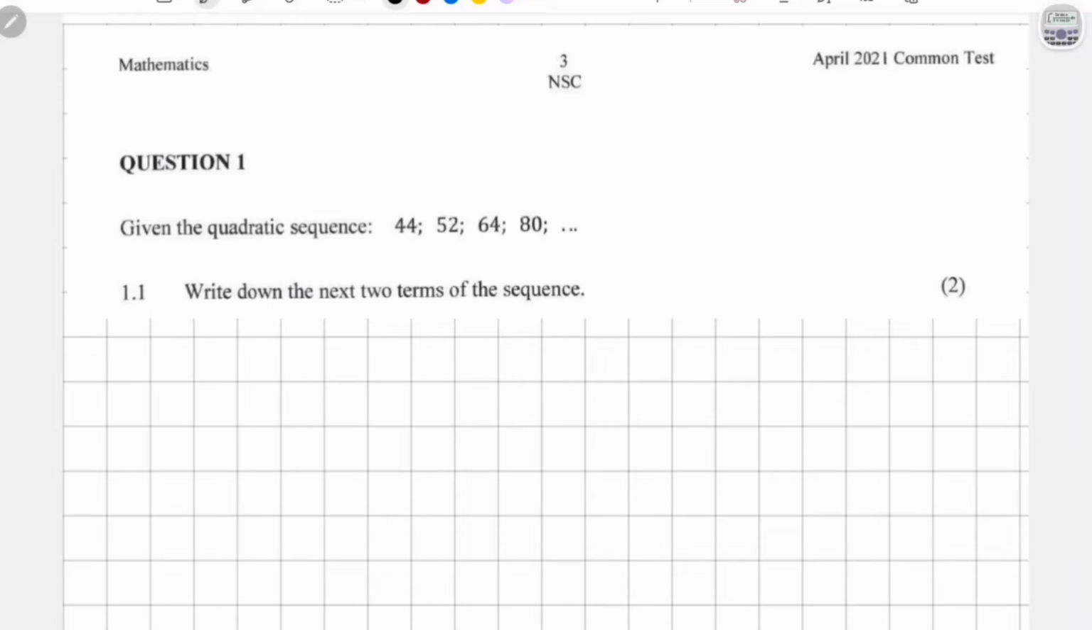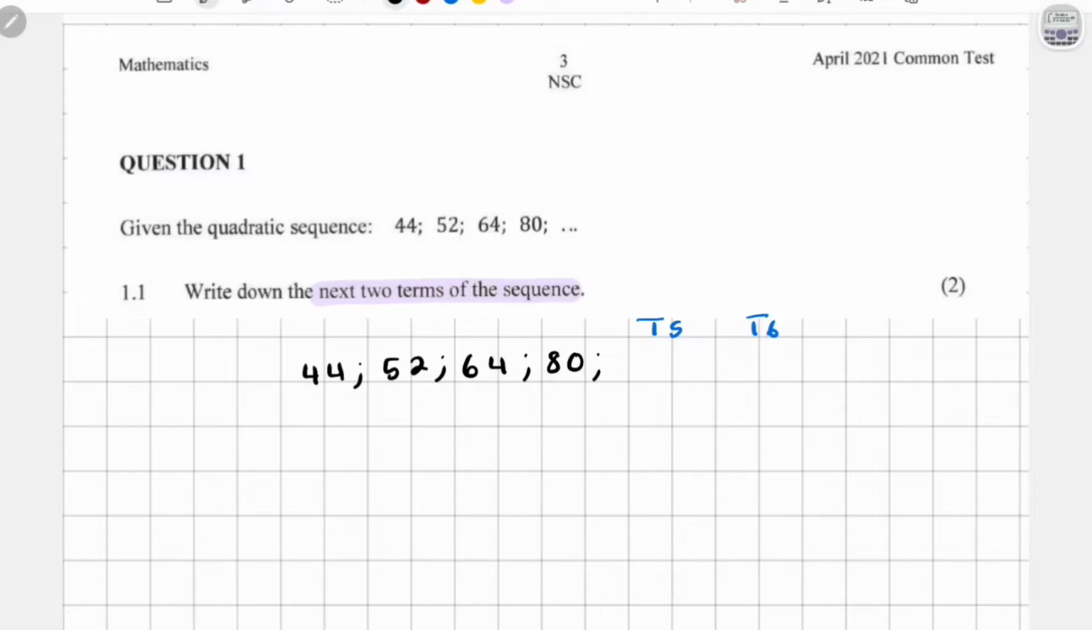Question 1: given the quadratic sequence 44, 52, 64, and 80. We've been given 4 terms, and the first question is to write down the next 2 terms of the sequence. Remember, it's a quadratic sequence. In a quadratic sequence, we have a first difference and a second constant difference. Since we need to find term 5 and term 6, this is how we're going to find it.